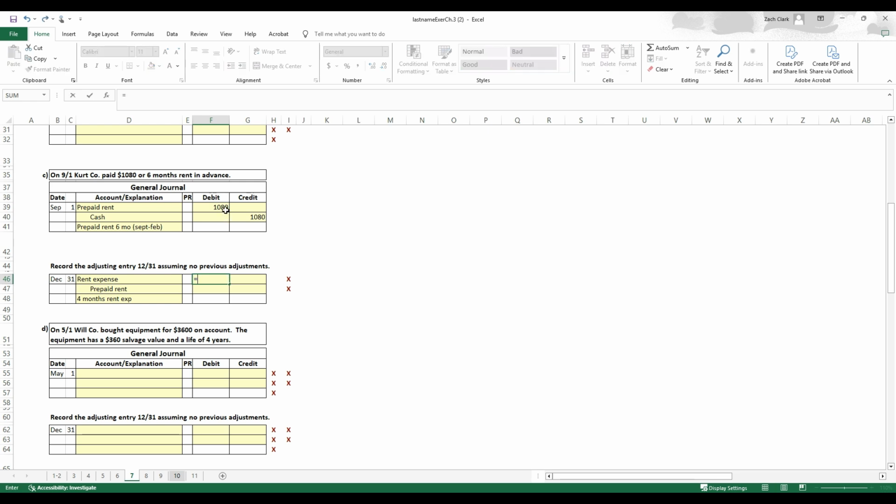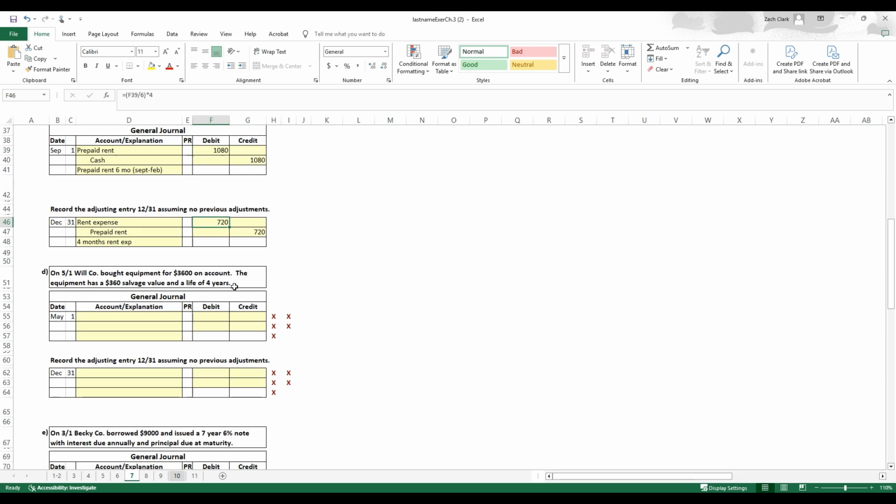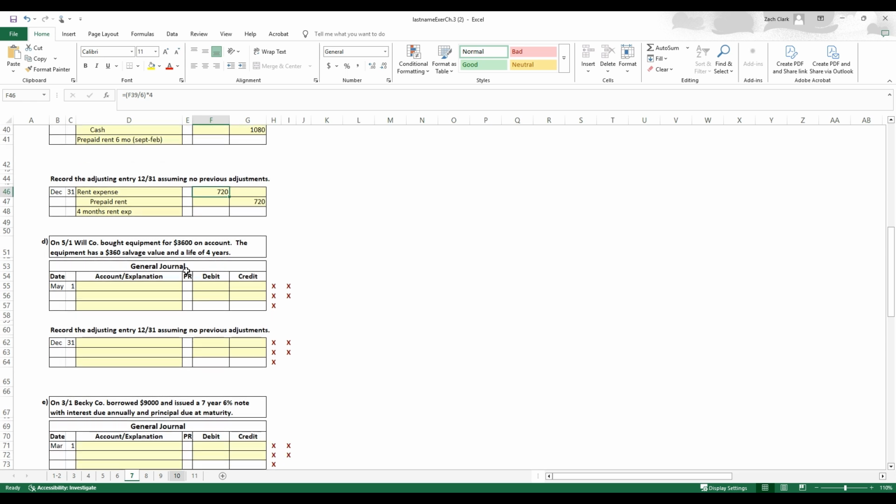And so here's what I was saying: we're going to take our total, which represents 6 months. We're going to divide that by 6 to get a monthly amount. And then we're going to multiply that by 4 to represent that 4 months of this contract have been used up. We have 2 months left. So 1080 minus 720 is the residual portion that would represent 2 months left on the contract. Okay, and letter D, it's another depreciation entry.